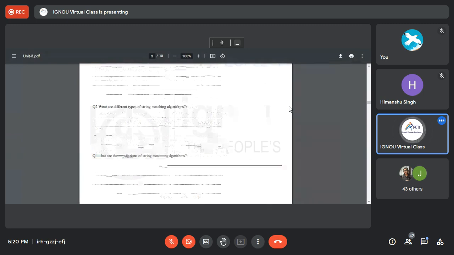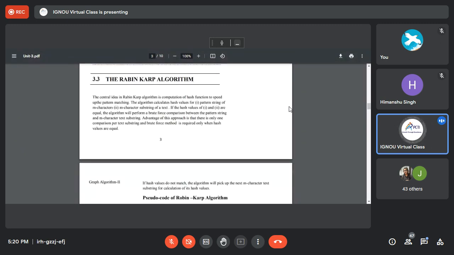Now next is the KMP algorithm. In this algorithm, we have to calculate hash values: for the first, the pattern string of m characters, and for the second, an m character substring of the text. If the hash values of 1 and 2 are equal, the algorithm will perform a brute force comparison between the pattern string and the m character text substring.